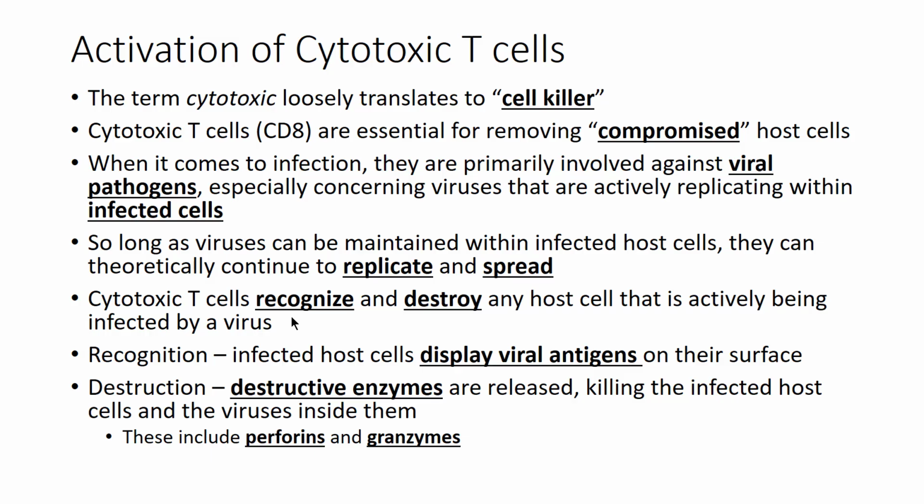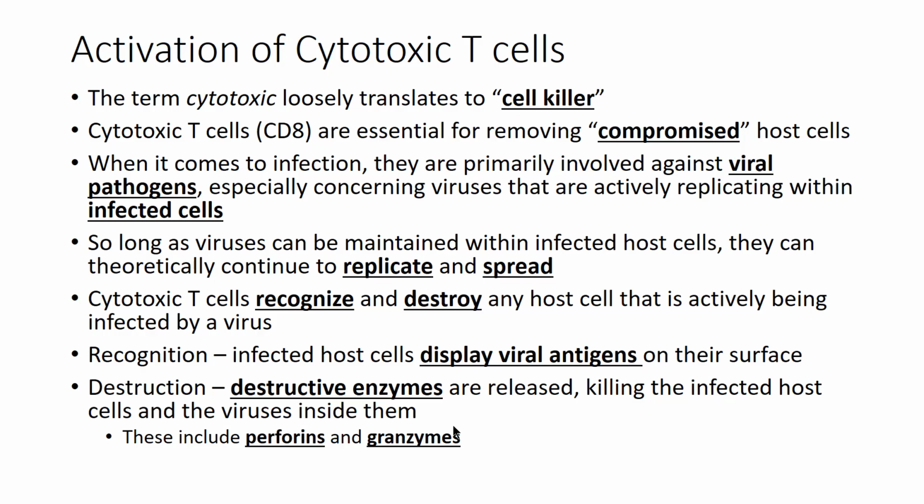Once that recognition takes place, the cytotoxic T cell destroys the cell with a mechanism that involves destructive enzymes. Those include enzymes called perforins that puncture holes in the cell, and granzymes that break down critical proteins necessary for cellular function. So that's the specific mechanism without going into the detail here. There are specific kinds of toxins and enzymes released from the cytotoxic T cell that break down the host cells themselves.